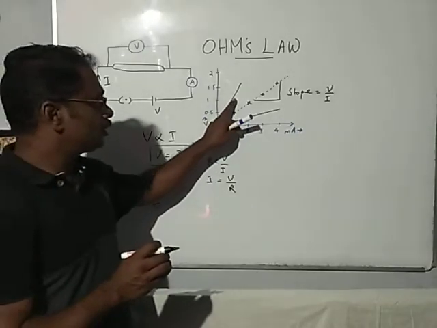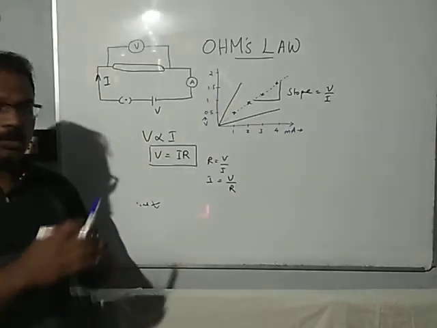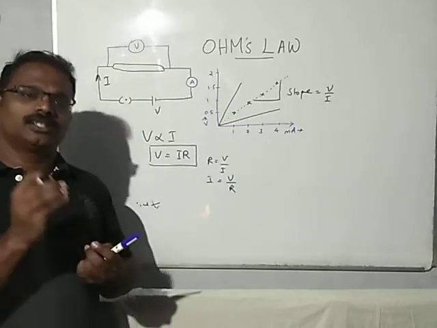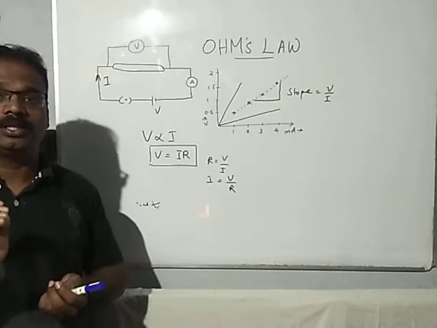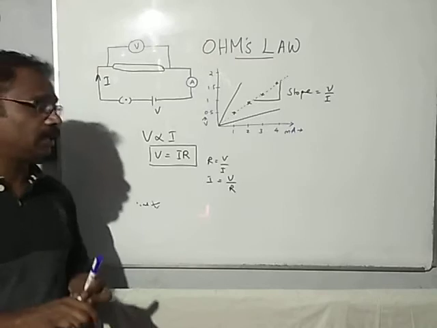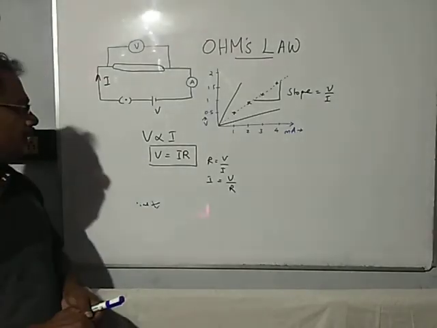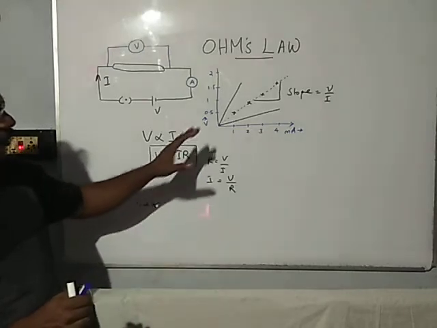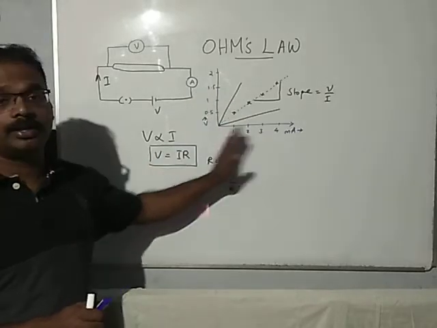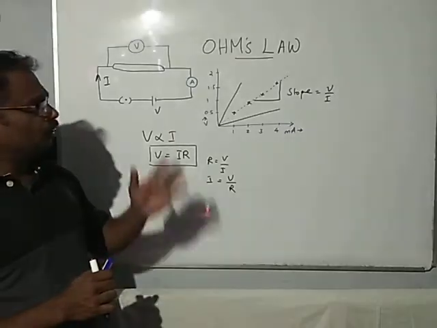Similarly, for this particular conductor, the slope is very high. A very high slope means the resistance is very high. That means it conducts only a smaller amount of current at a particular voltage. So this is the way of calculating the resistance from the graph. We can compare the resistance of two materials by drawing the VI graph of those materials.